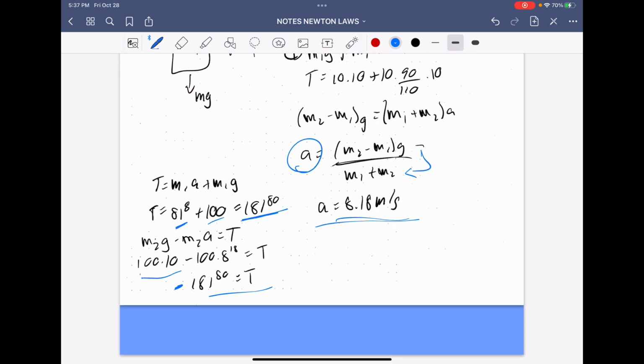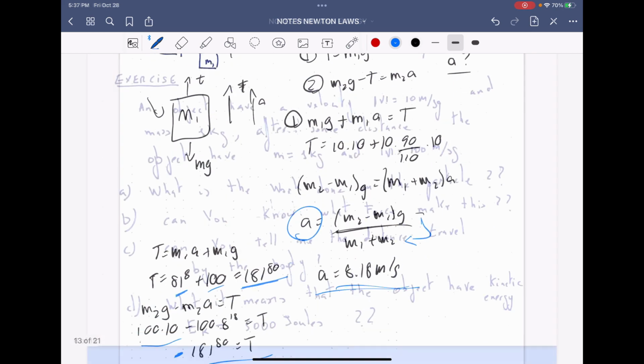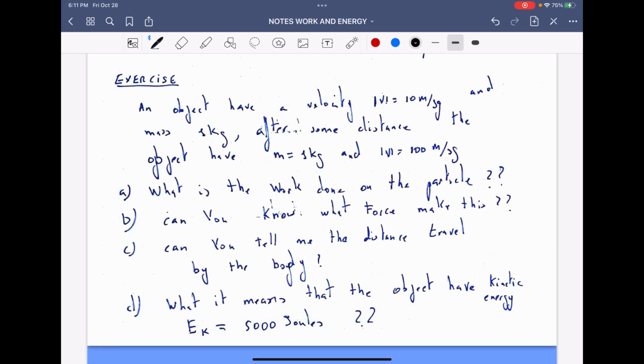So the forces should be equal. On one side it's going down while the other side is going up. So yeah, that's the example. All right, so this is one of the exercises of work and energy.